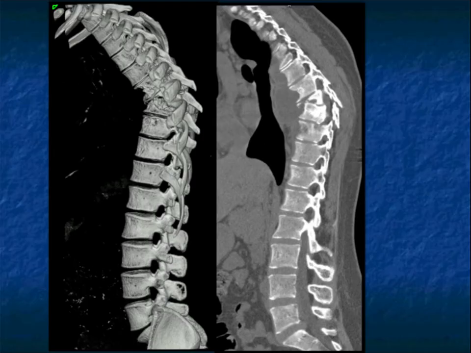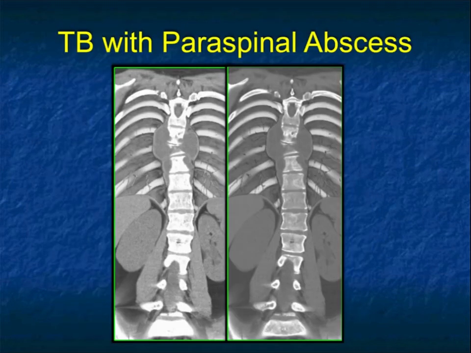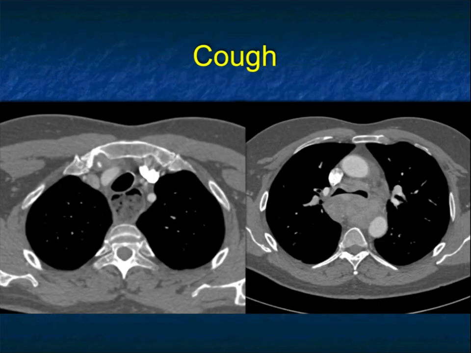Look at the 3D volume rendering and the sagittal view, really showing the severe deformity of the spinal curvature and the extensive bony destruction. And then here on the coronal view, again, a beautiful example of a paraspinal abscess due to tuberculosis. In this case, extensive bony destruction.